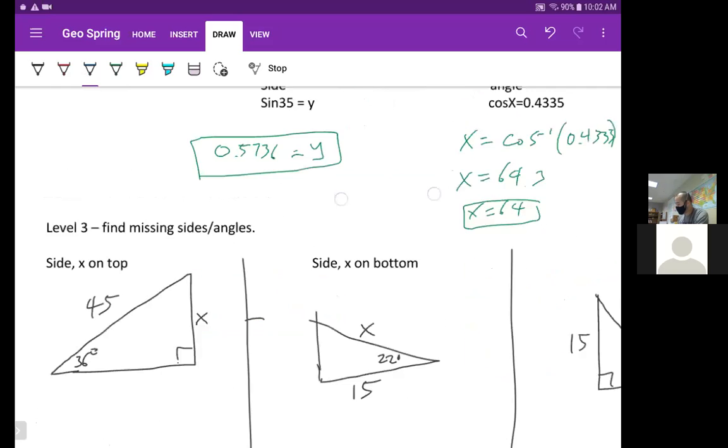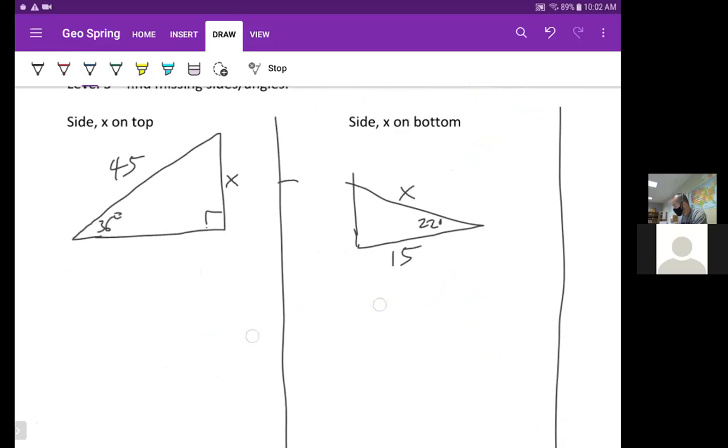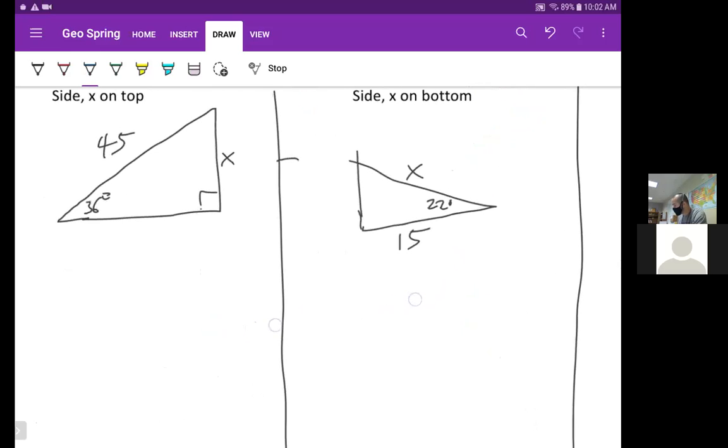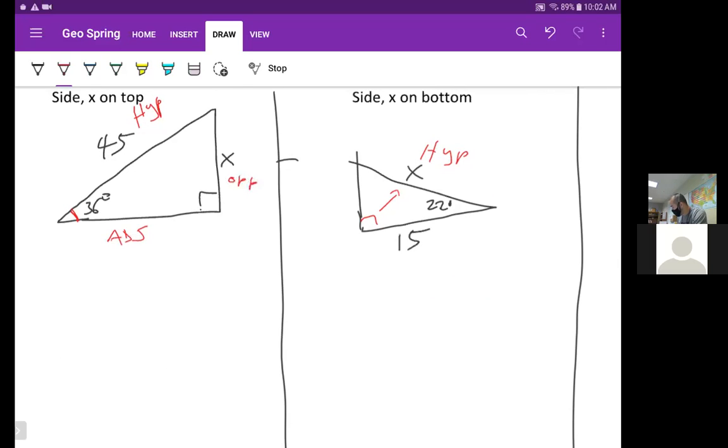All right, so these are the missing angles and missing sides. There's two variations you'll encounter where x is on top and x is on the bottom. But first, what we need to do is identify these pieces. So that's the hypotenuse. Hypotenuse is always across from the 90. The 90 is here, so that's the hypotenuse. Then here's your angle. This side is touching the angle, that's your adjacent, which means this is your opposite. So over here, this side is the one that's touching the angle, the 22. So 15 is your adjacent. And then this one is your opposite.